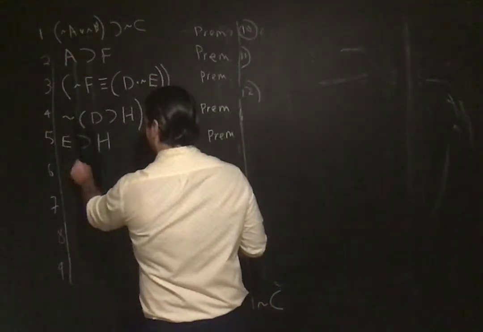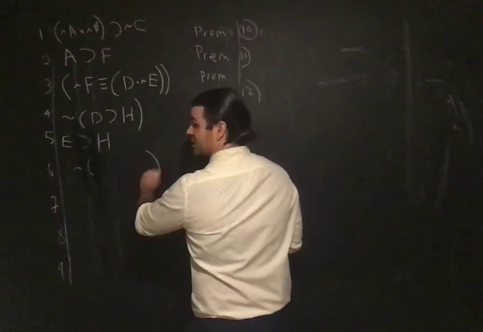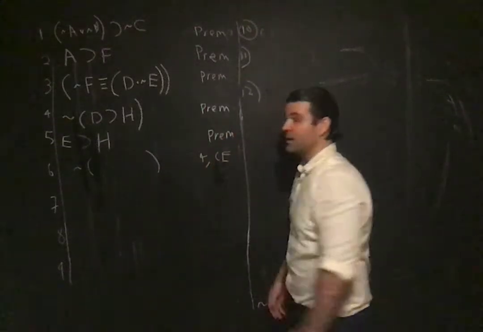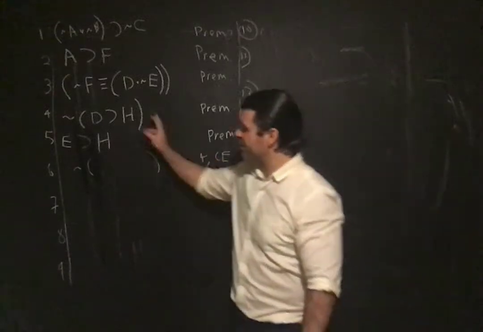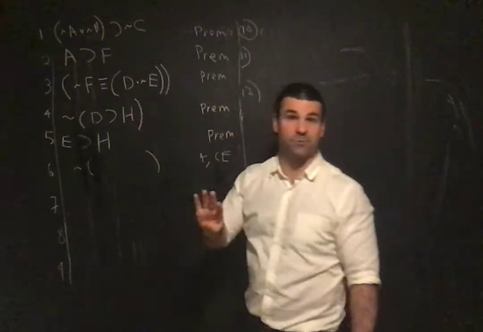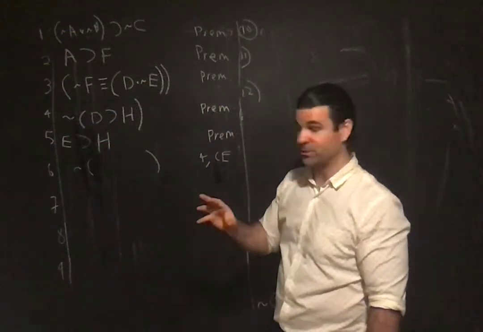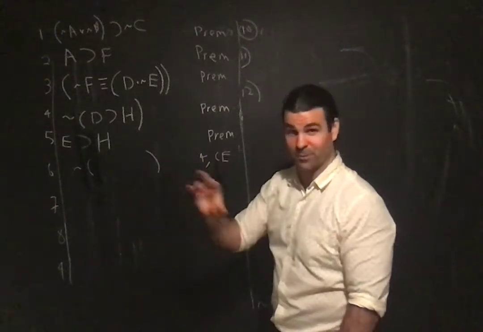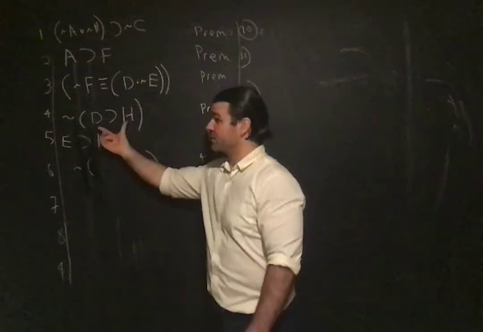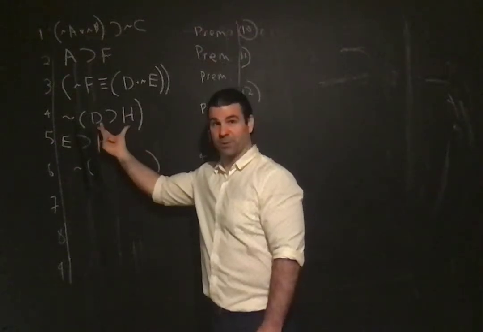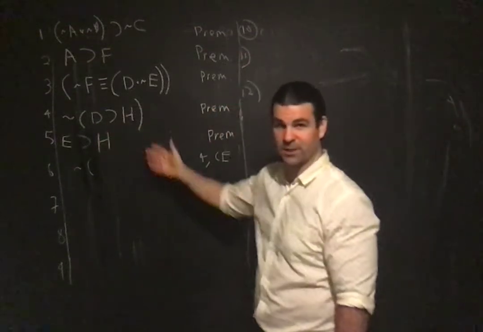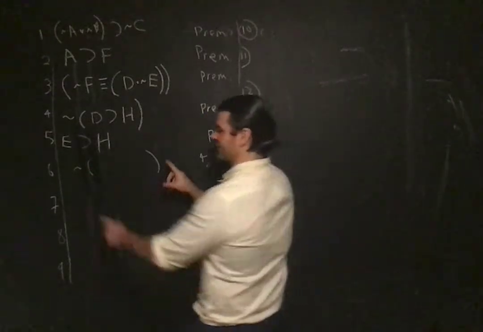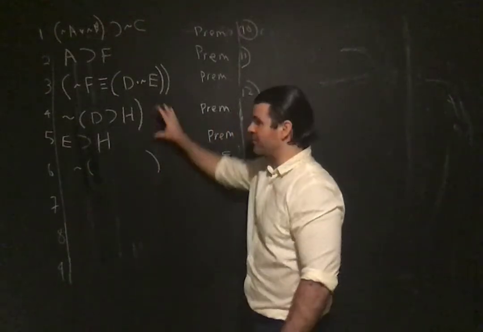Do this. I'm going to perform conditional exchange on 4. How do I do that? This formula as a whole is not in the left nor right-hand side of conditional exchange. Check to see, look at the form of conditional exchange. It's not, but the sub-formula is D hook H. That's one side of conditional exchange, the left-hand side. I'm leaving the rest in place.